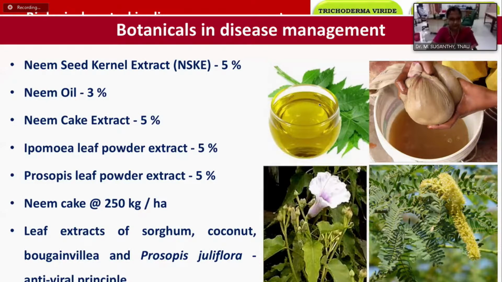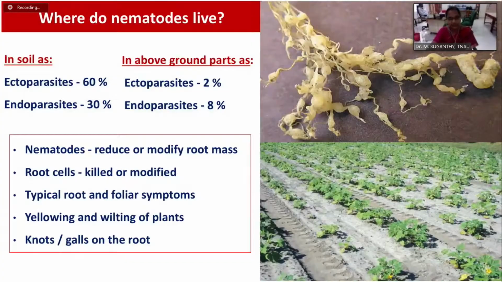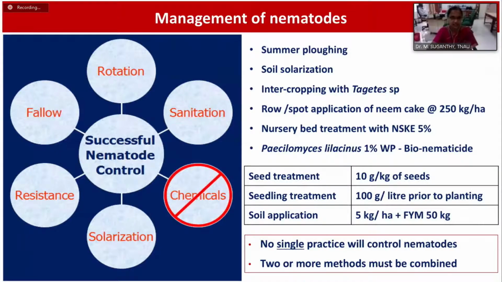So for the management of nematodes, we can go for summer ploughing, soil solarization, intercropping with Tagetes. That Tagetes root extract is very effective in the management of nematodes, because the root exudates of Tagetes kill the nematodes. And row or spot application of neem cake and nursery bed treatment with neem seed kernel extract.